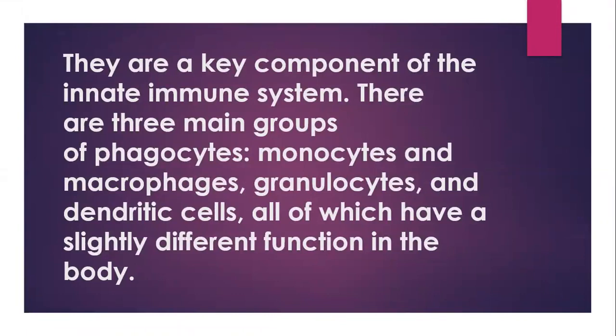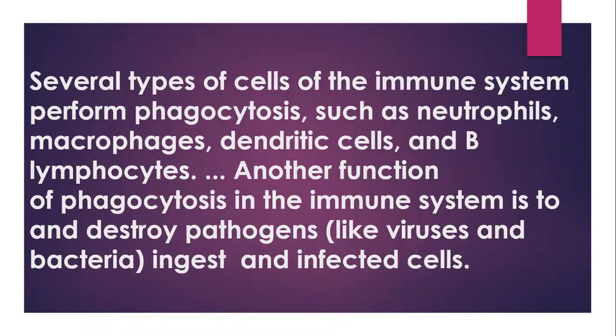As you can see, phagocytes are a key component of the innate immune system. We have different types of immune systems, and one of them is called the innate immune system. There are three main groups of phagocytes: monocytes and macrophages, granulocytes, and dendritic cells, all of which have slightly different functions in the body.